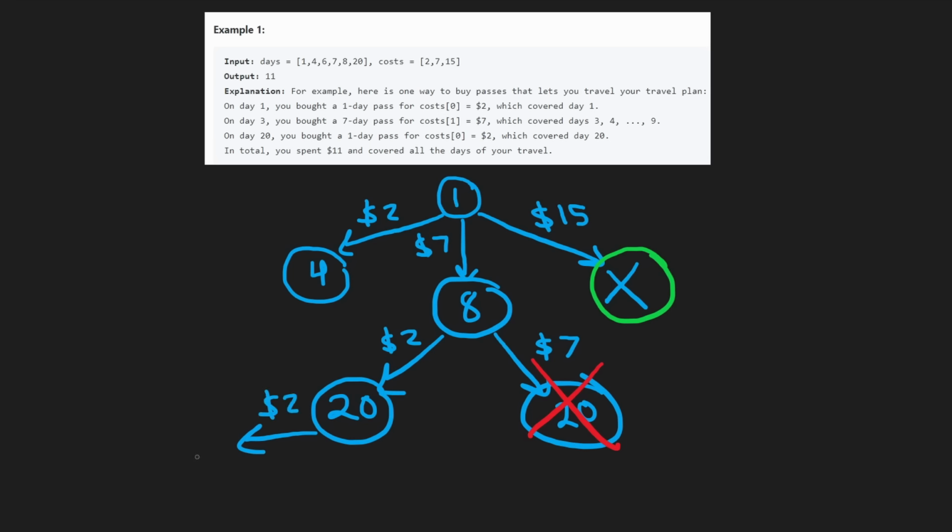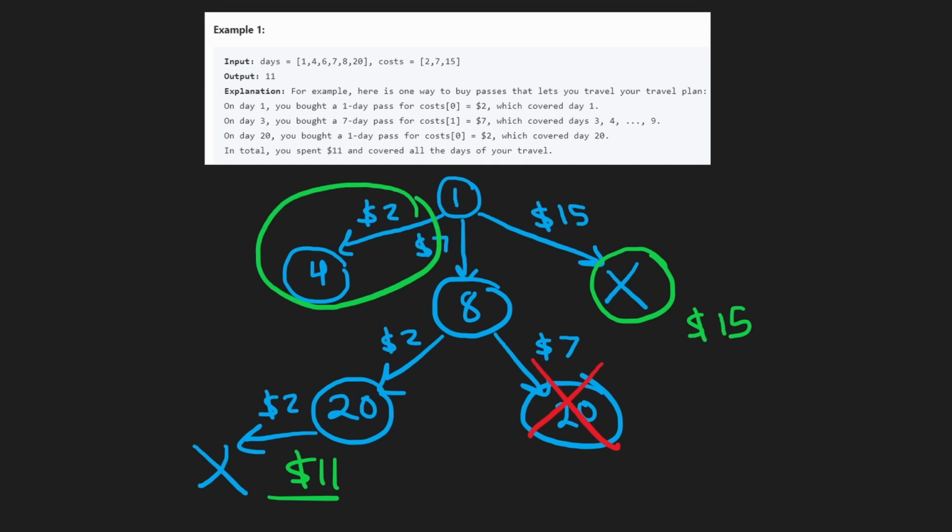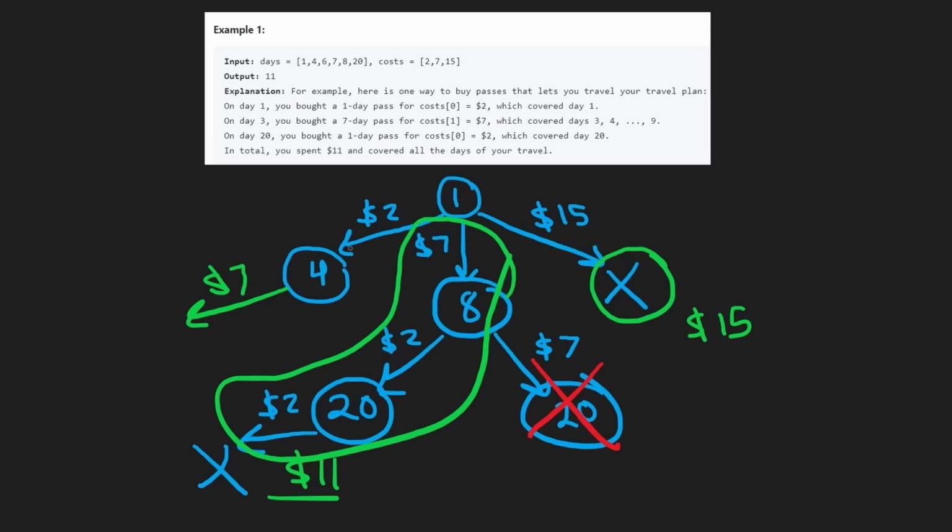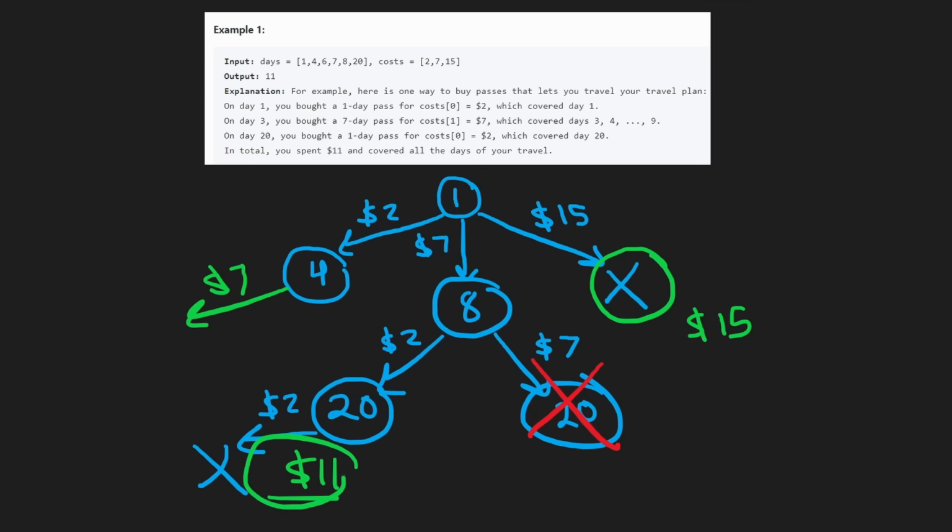So let's draw that over here. And then we get to the end. So what was the overall cost of this entire path? It was 7 plus 2 plus 2, which puts us at $11 for this path. This path was $15. With this path, we could purchase a 7-day pass for $7 and then purchase another 1-day pass, but that would pretty much be the exact same as this path, which would also be $11. So $11 is the minimum.